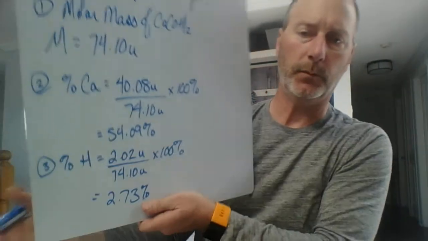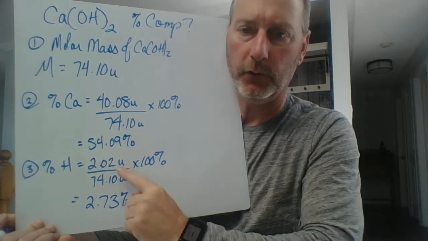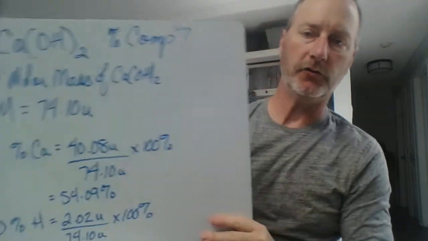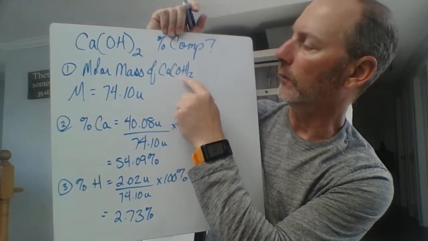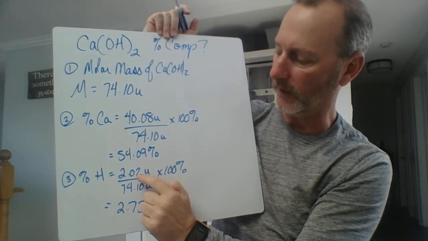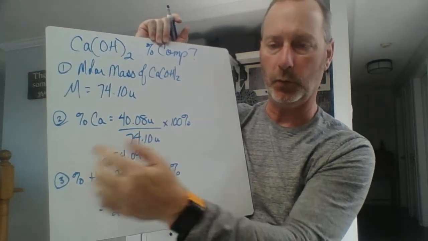Step three is the percent of, let's say, hydrogen, which would equal, now here's the key that you've got to watch here. Remember, it's 2.02 divided by the total 74.10. And that one is 2.73. Here's the key, and this is where people make mistakes sometimes. It's 2.02 because there are 2 hydrogens in Ca(OH)2. So there's 2 times 1, which is 2 hydrogens, which means your total mass of hydrogen in the compound is 2.02, not 1.01. It was just 40.08 for calcium because there was only 1 calcium atom.